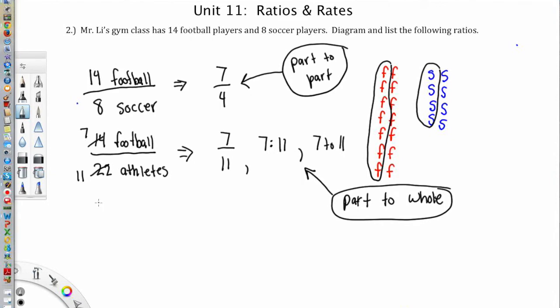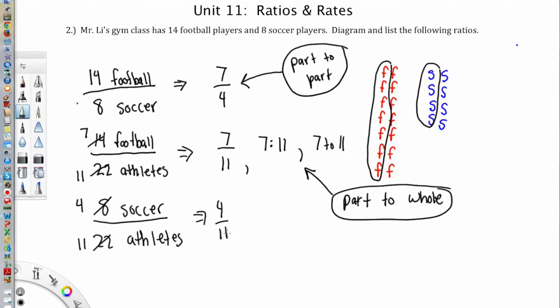And if we can compare football players to the entire class, we could also compare soccer players. There's 8 soccer players to 22 athletes overall in Mr. Lee's gym class. And we can simplify that as well. 2 would go into 8 4 times, and 2 would go into 22 11 times. So we would have a 4 to 11 ratio. And we can write that out using a colon, 4 to 11, or as a phrase. I think you're getting the idea.